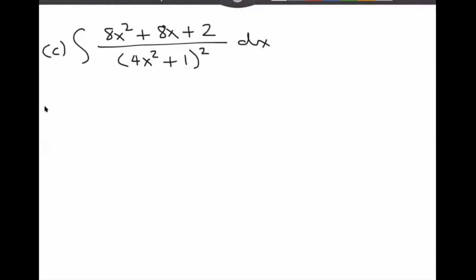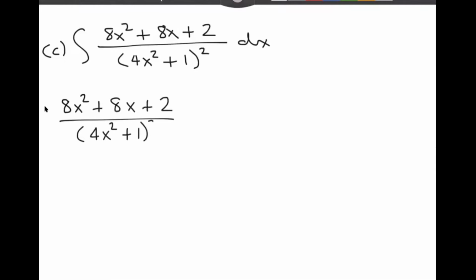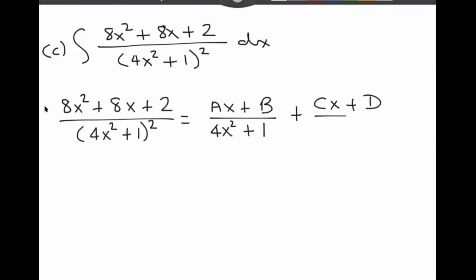So this would be a case where we have to break it up like this. We put an ax + b over 4x² + 1, and then we put a cx + d over (4x + 1)².